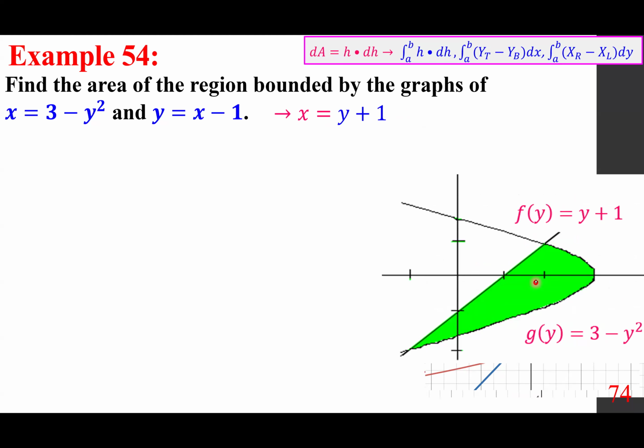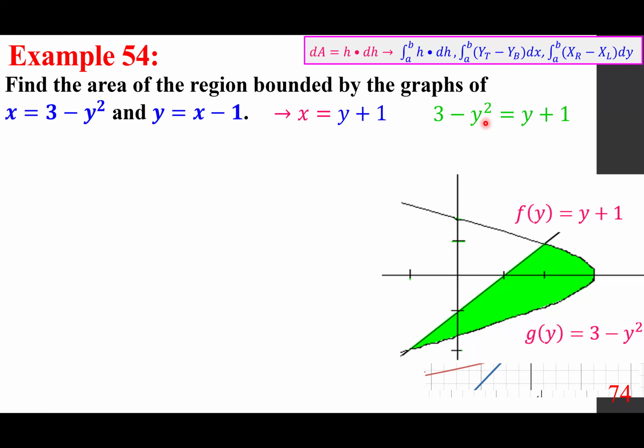What happens is that this line is f of y equals y plus 1. And the curve, we call it g of y equals 3 minus y squared. Notice that you have to find the points of intersection by setting them equal first. That's the first thing we need to find, points of intersection, everybody. And to do so, set them equal. 3 minus y squared equals y plus 1. That's one of the reasons we changed it.